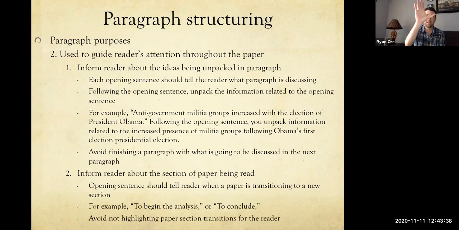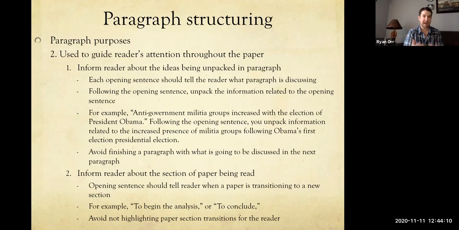So you have maybe a general discussion about militia groups in the United States. And then at the end of that paragraph, you say anti-government groups increase with Obama being elected. And then the next paragraph, that's what you discuss, the connection between the election of Obama and the increase in these groups. Avoid that. You want that sentence at the bottom of the previous paragraph to be the opening sentence for the next paragraph. So kind of keep everything together.